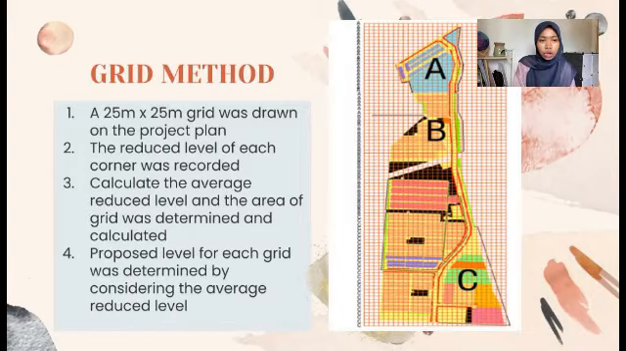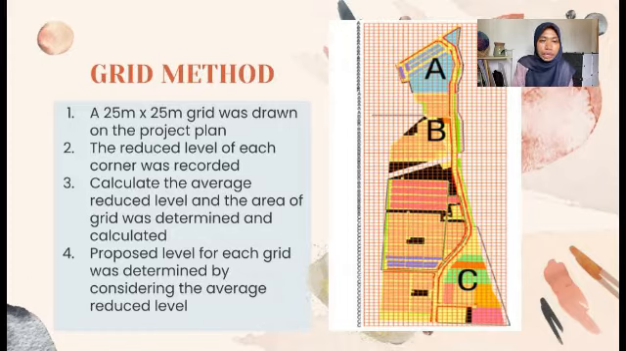For our calculation of cut and fill, we have decided to choose the grid method considering the simplicity in calculation. The grid method is done by labeling each space, and in our case, we have divided the development plan into 3 parts, part A, part B, and part C, to ease our calculation. The grid method can be done as below.